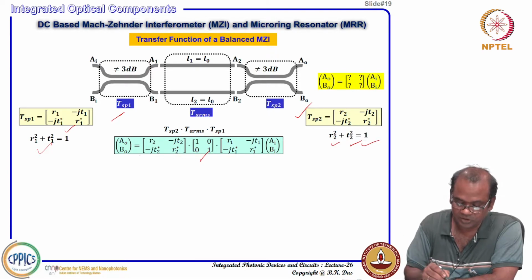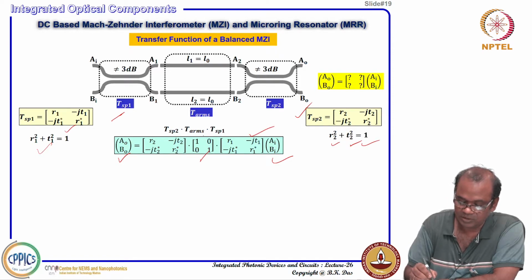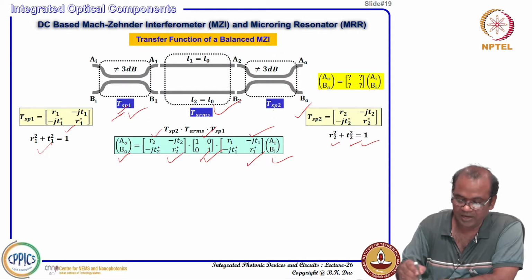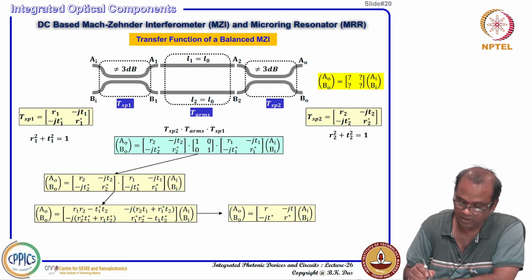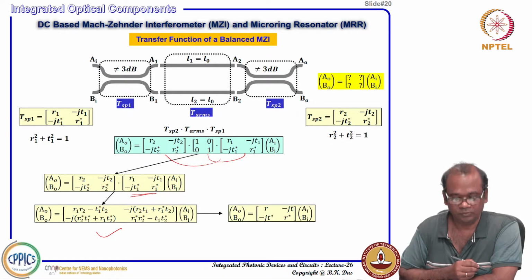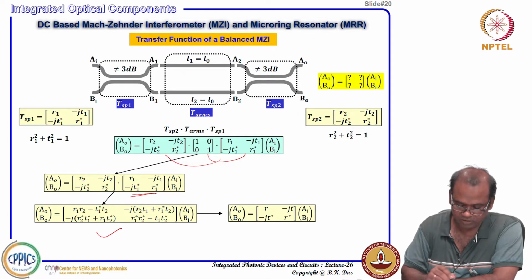If I want to relate output to input, then this is TSP1, these are the Mach-Zehnder arms, and this is TSP2. So, we start from here, AI, BI, and then TSP1, then the arms, then the transfer function for TSP2, we write that one. And then again we do matrix multiplication as I have done before. I just repeat that: we multiply this one, then we get this one, and whatever result we get, we multiply with that one, then we get this one. So, in the matrix multiplication, you just multiply them one to one.